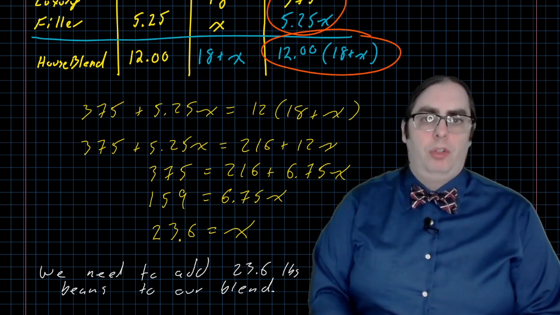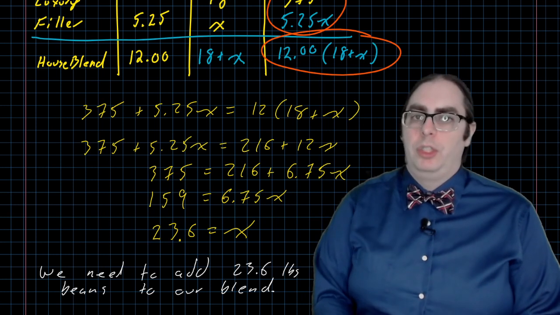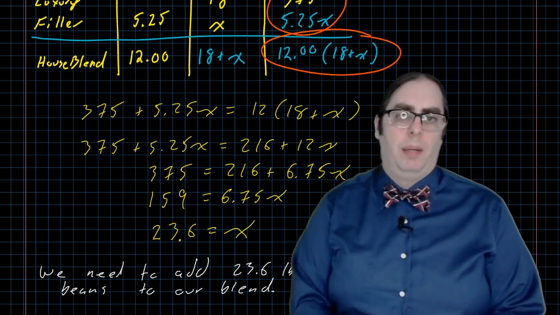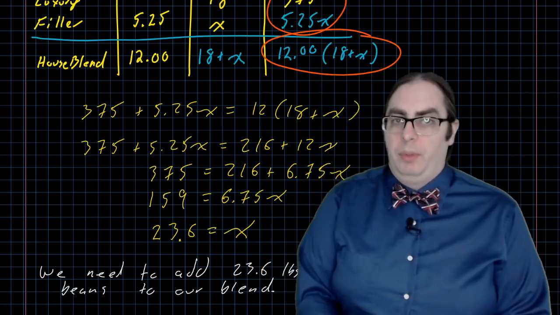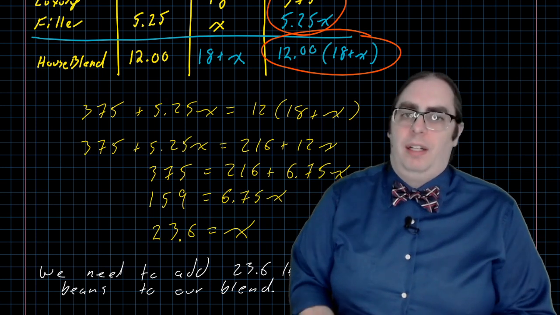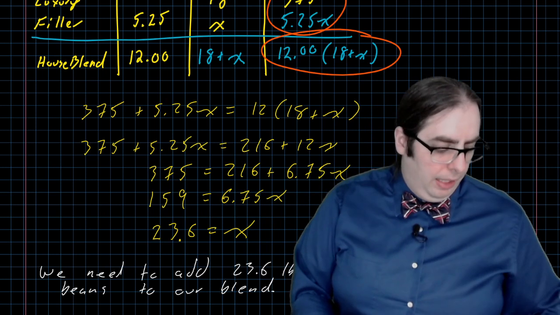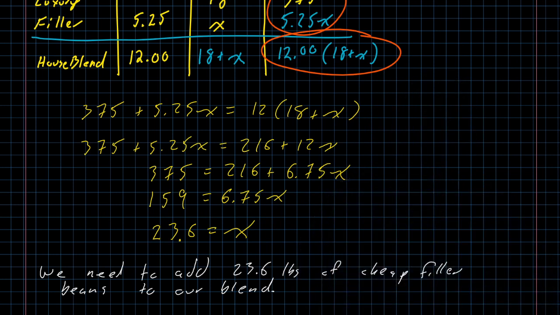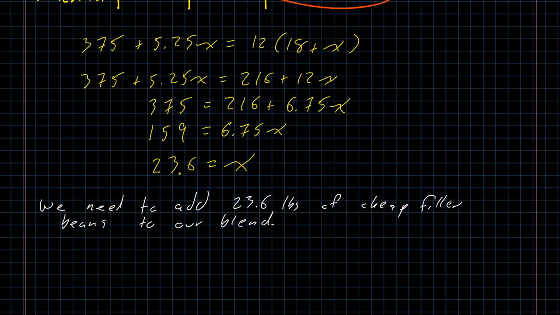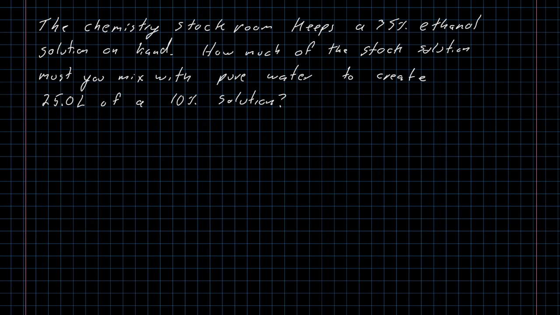Closely related to a value mixture problem is a percent mixture problem. They're really the same thing, except that instead of having values, the values are percents. This is probably going to be more likely to be something that you run across, but the process is going to be much the same.